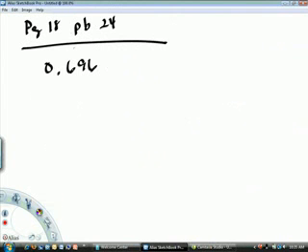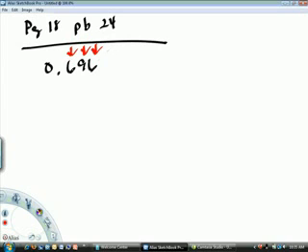Well, not really. What you do is you have to know your place value. What place value is the number just to the right of the decimal? The tenths. Then what? Hundredths. And then thousandths.